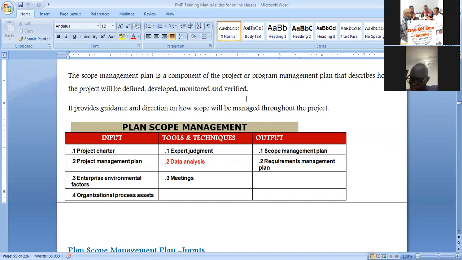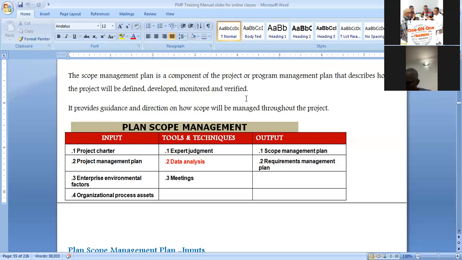Now, the very first one, which is plan scope management, is where we sit down together with our team and come up with knowledge, make definitions of things, set rules and procedures on how scope management can be carried out. You're too fast. It's also recording, so as you're talking, I'm learning better.